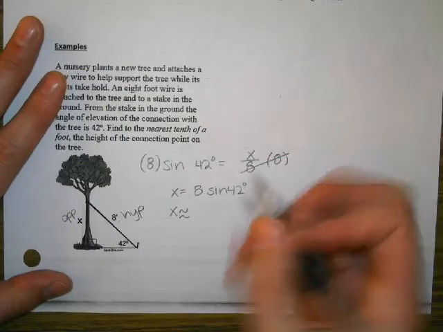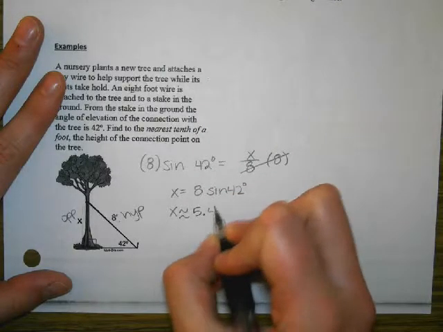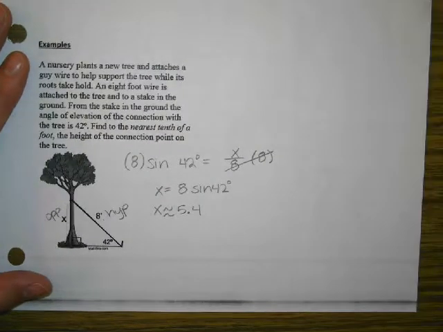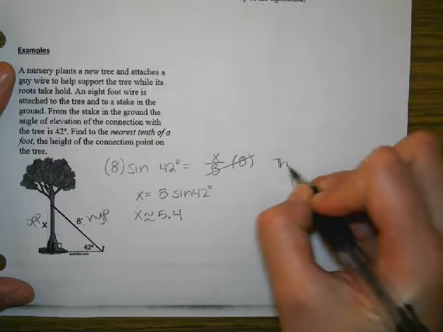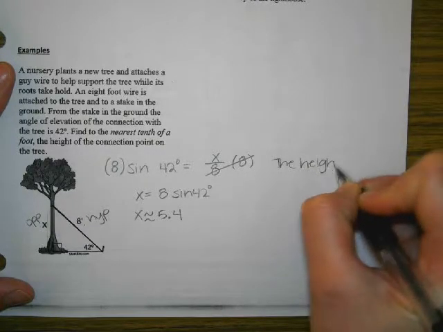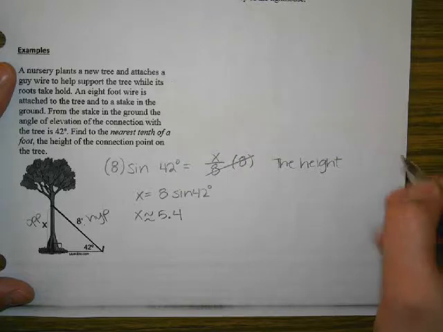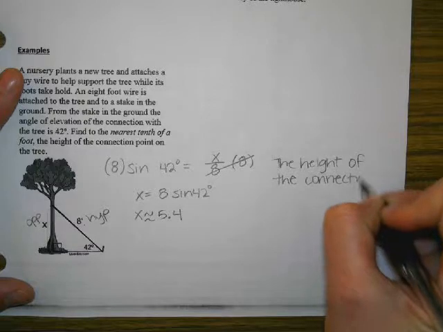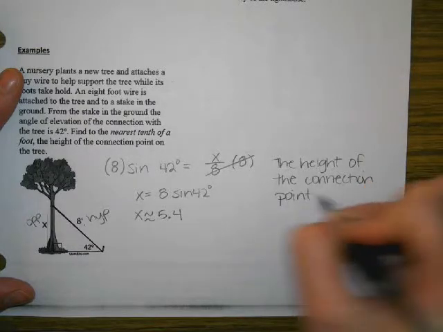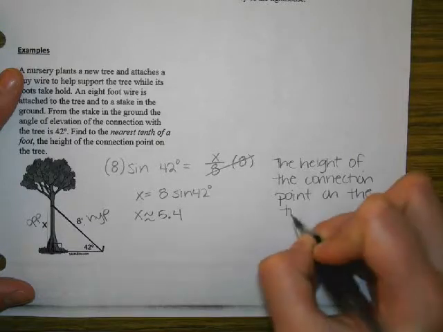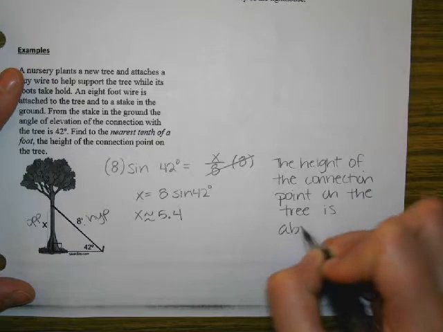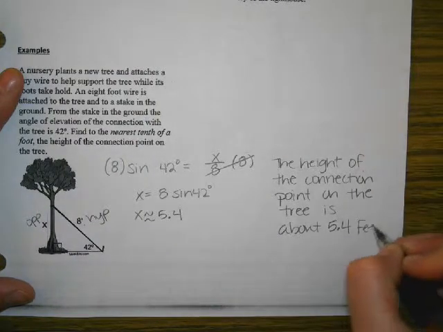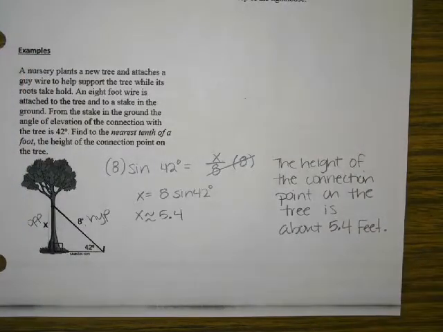5.4. All right, now, story problems get what type of answers? Story answers. So that means we have to write our answer in a full sentence. So I'm going to say the height of the connection point on the tree is about 5.4. What are the units? Feet. 5.4 feet. There's our answer.